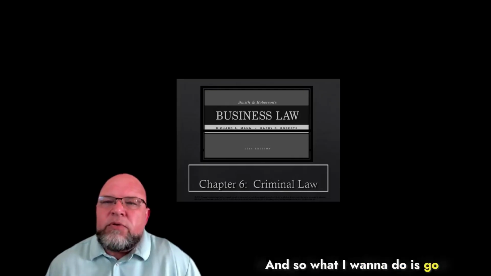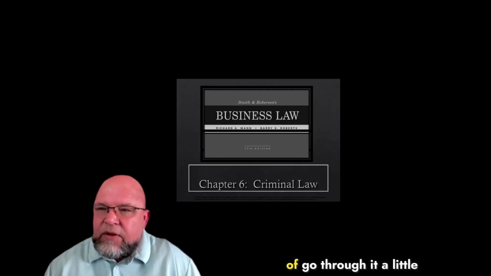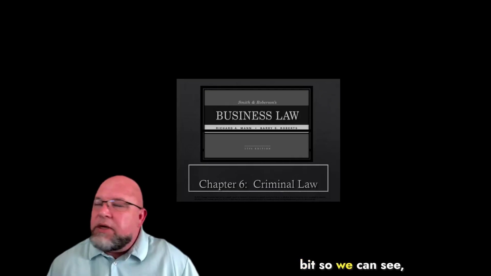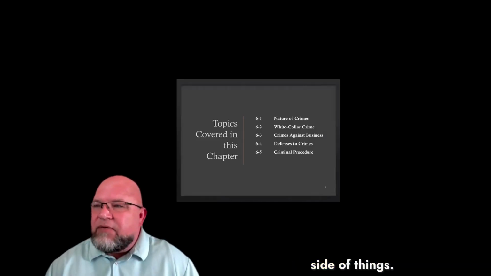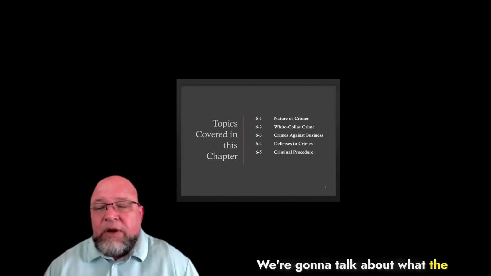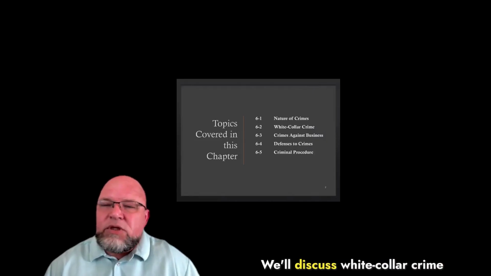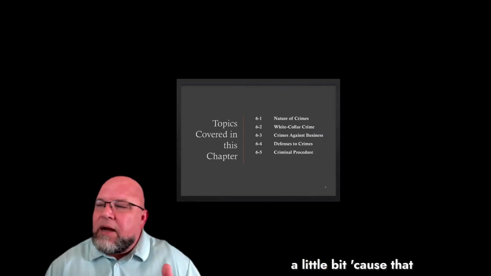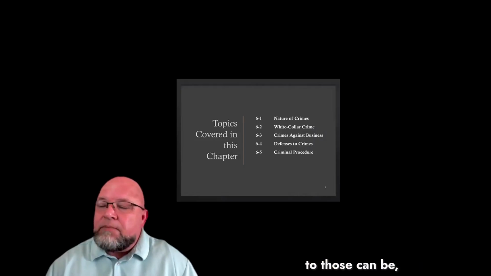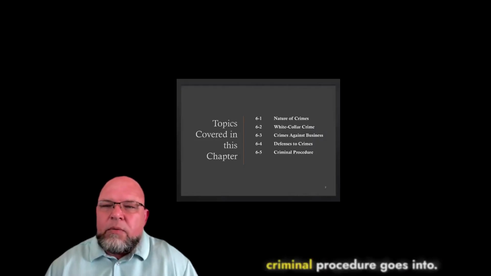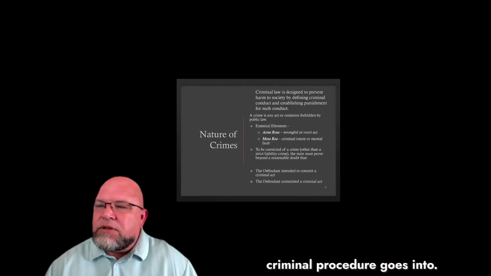And so what I want to do is go through the PowerPoint, just kind of go through it a little bit so we can see what goes into the criminal side of things. We're going to talk about what the nature of crimes could be. We'll discuss white collar crime a little bit because that is a business crime, crimes against businesses, what some of the defenses to those can be, and then a quick look at what criminal procedure goes into.